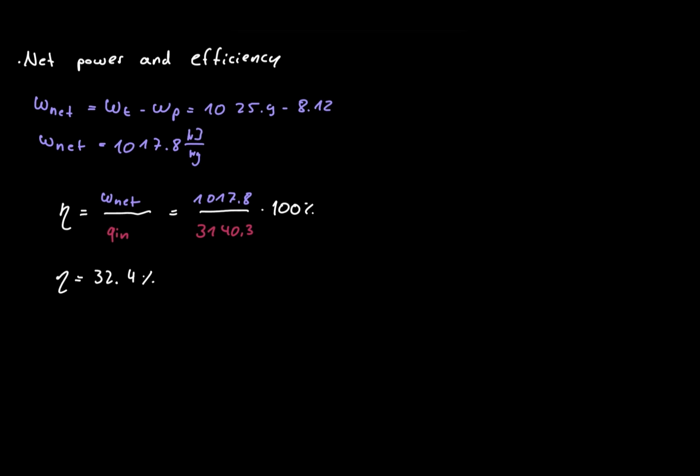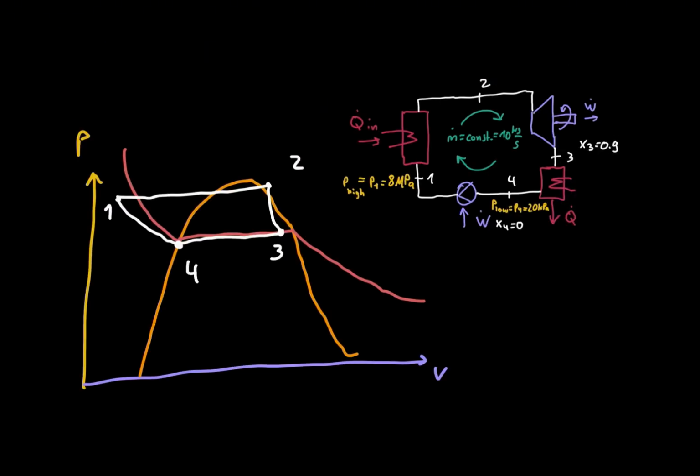Now, let's describe the process in the PV diagram. From 4 to 1, the pump creates an almost vertical line upward. From 1 to 2, the boiler creates a horizontal line to the right. From 2 to 3, the turbine creates a curved line downward and to the right. This is the adiabatic expansion, and the curve is steeper because no heat enters.